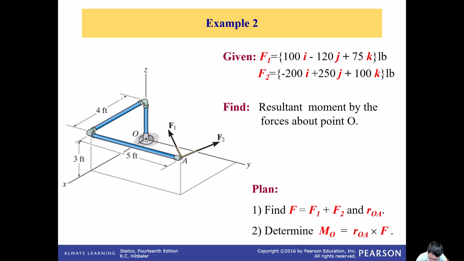So what will be the F? And then what's the ROA vector? And also based on the moment definition, the moment of the force on point O will be the ROA cross product of the F vector. Okay, so let's move on.